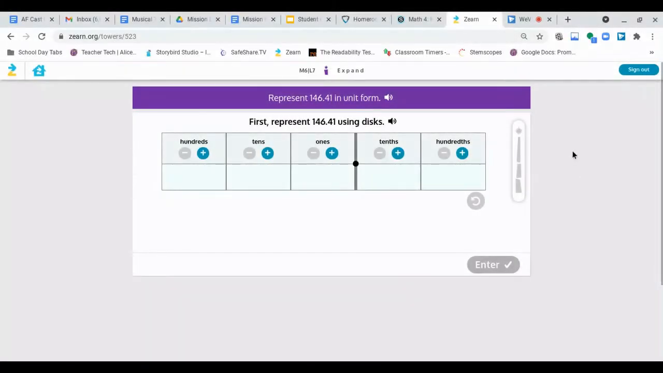Here we are asked to represent 146 and 41 hundredths in unit form. So first we're asked to represent 146 and 41 hundredths using discs. So we're going to use this nice place value chart that is provided for us, and we're just going to represent each place value where it needs to go. So in 146 and 41 hundredths, how many hundreds do I have? Well, I'm just going to look at the hundreds place here. I have 1 hundred. So I'm just going to put a 1 there.